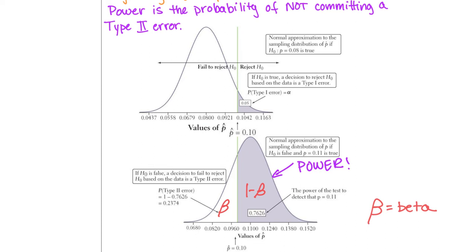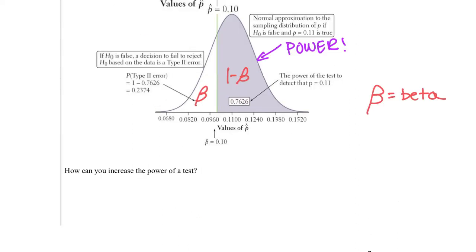I've seen very few questions on the AP exam that actually ask you to calculate that power. They'd have to give you a lot of information. They'd never have you calculate this true proportion. But they might say, hey, it turns out it was this. Can you calculate the power at this point? More than likely, the questions about power will be this instead: how can you increase the power of the test? Because that's what we want to happen.